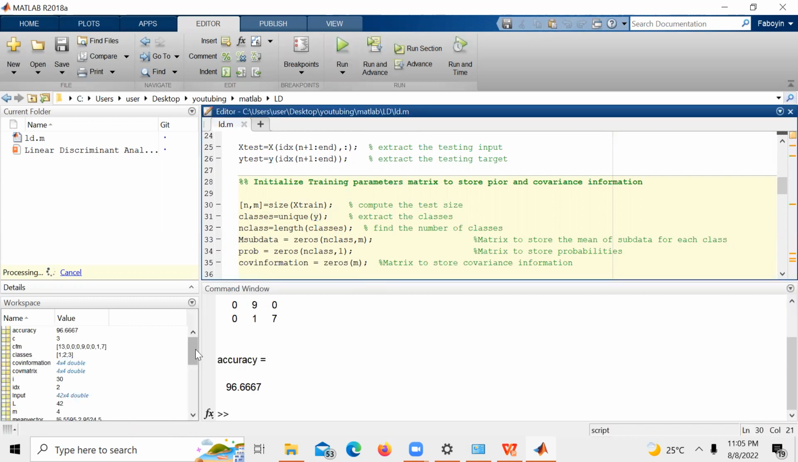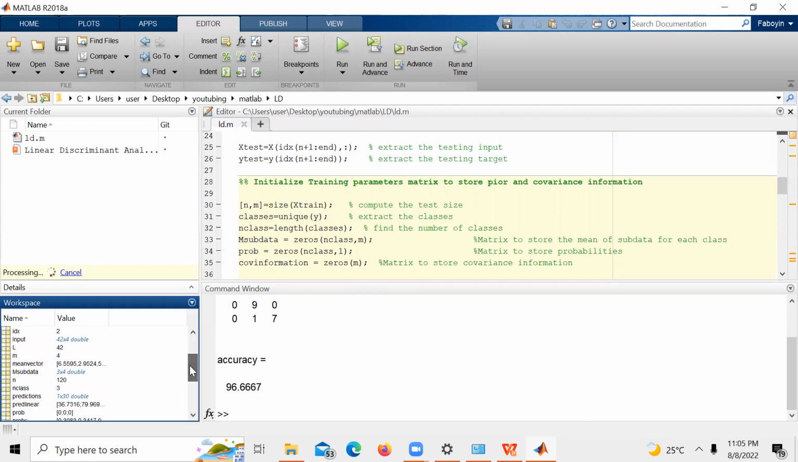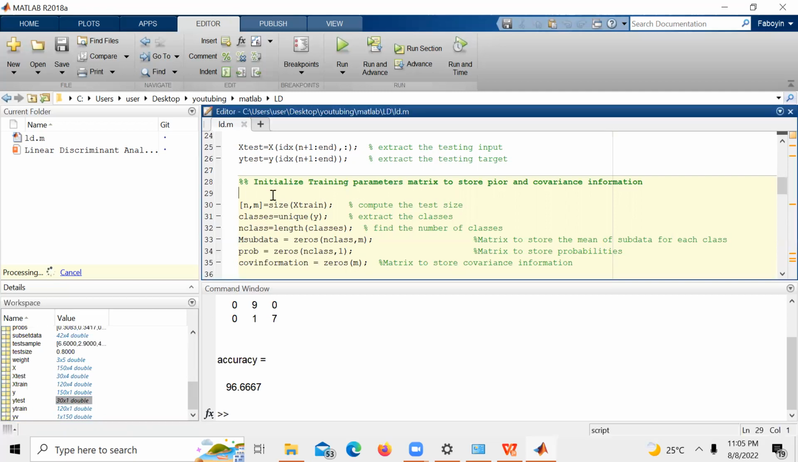So this is my workspace. You can see that the number of classes is 3. So let's start from the beginning. The training record x is 150 by 4. Then we have y to be 150 by 1. Then we've divided into training and testing. We've created a training size of 120 by 4 and the testing size now 30 by 4. Likewise, our y train is also 120 by 1 and y test 30 by 1. So starting from here is where we get everything right.